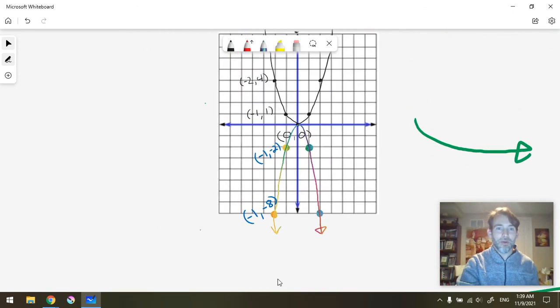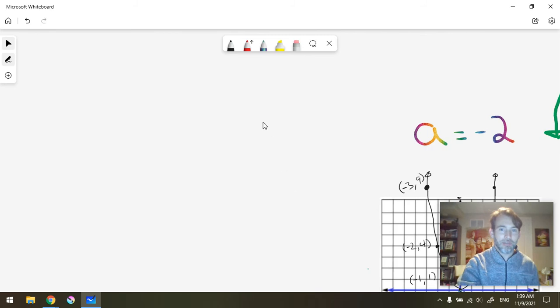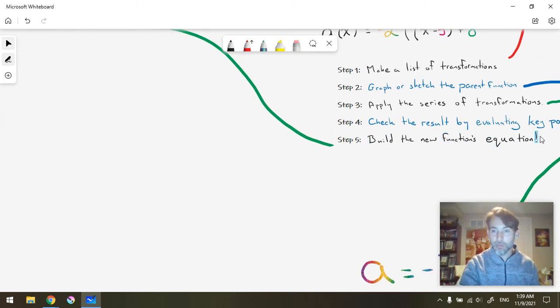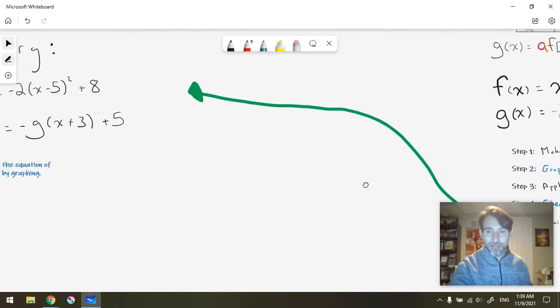Now, we're going to take that to another level. I'm going to bring you up here. So we've built the new function's equation. We saw that it could be expressed in vertex form very easily, and also from transformations.